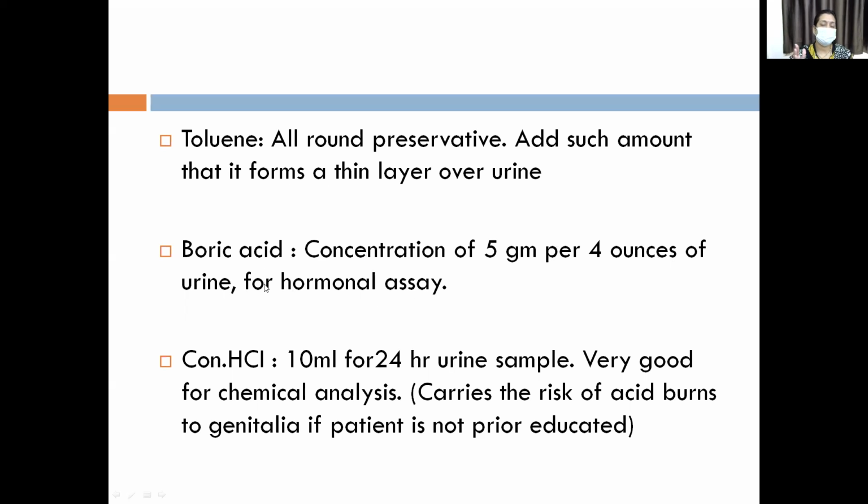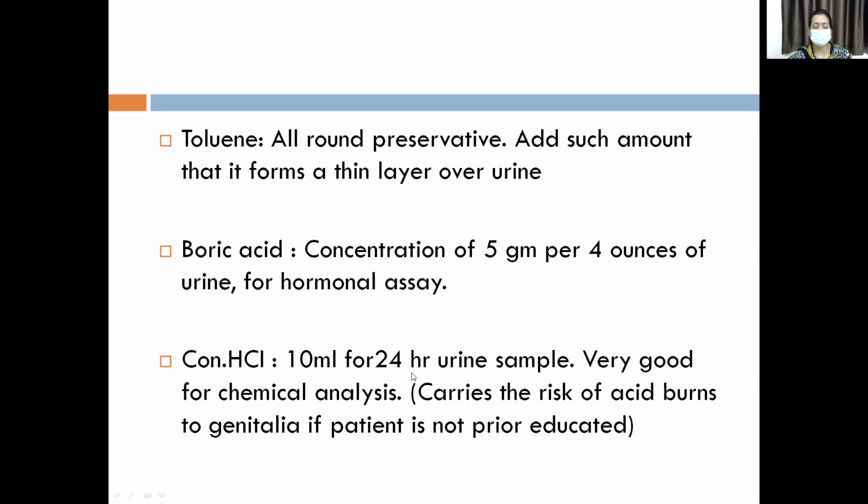See, that's the reason you should keep in mind what test to do, so that you add the necessary preservative which preserves those hormones. For example, boric acid is good for preservation of hormones. If you add sodium fluoride, it takes care of only glucose in the urine, not any other thing. So depending upon what test you want to do, you have to add that preservative.